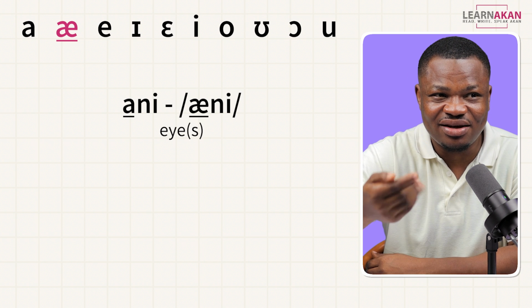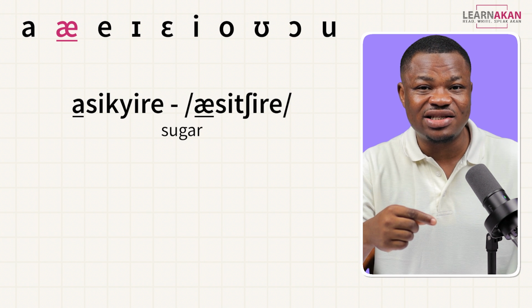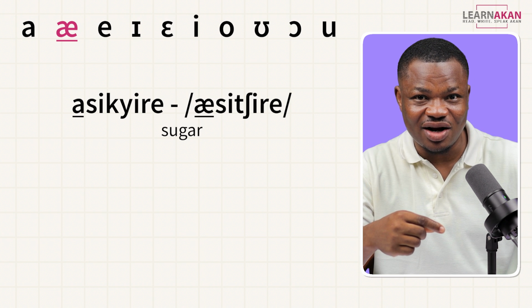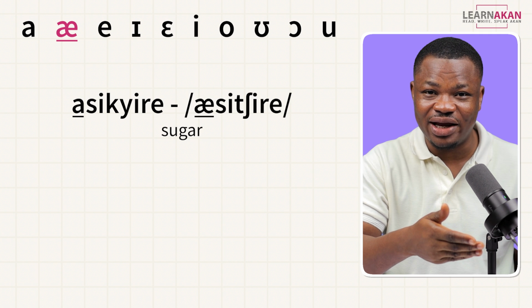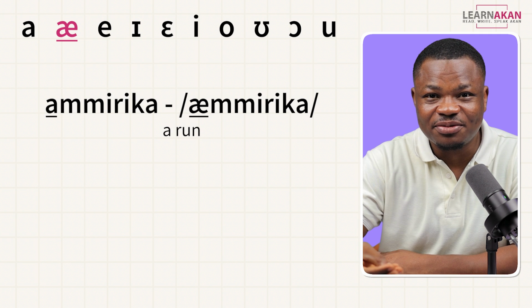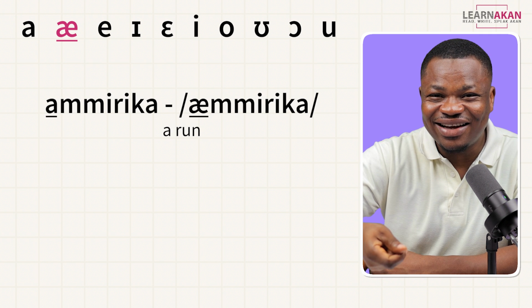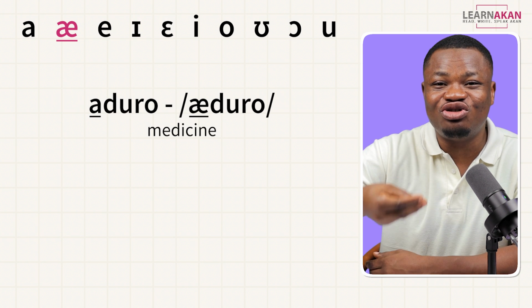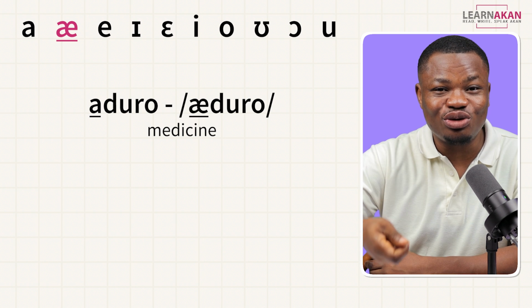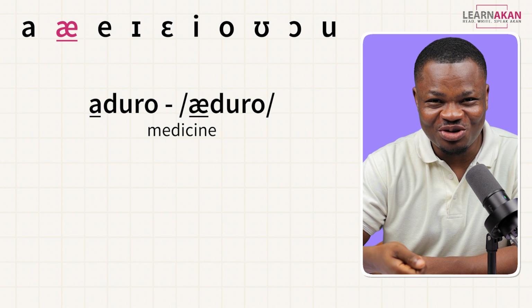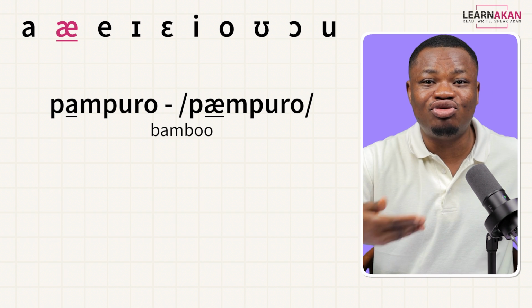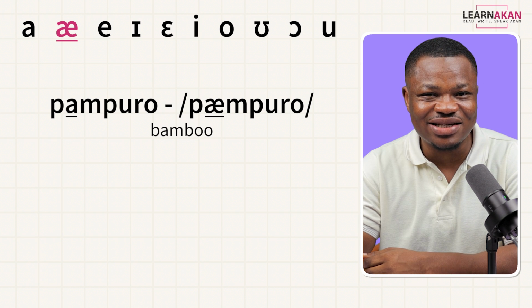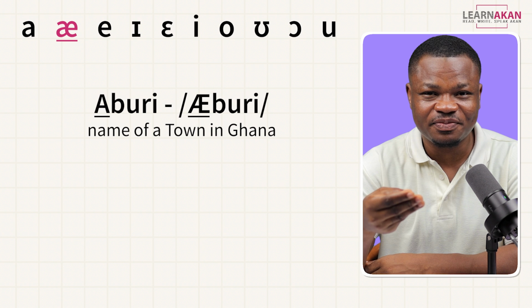So we have any for the I. We have esichri, and that is sugar, right? We have America. We have edru, okay? We have pempru. In Ghana, there's a town in the eastern region called Ebri.